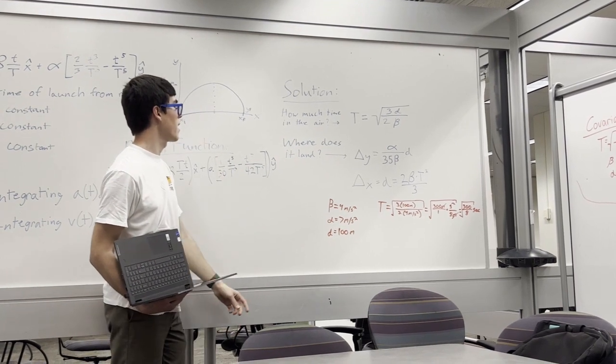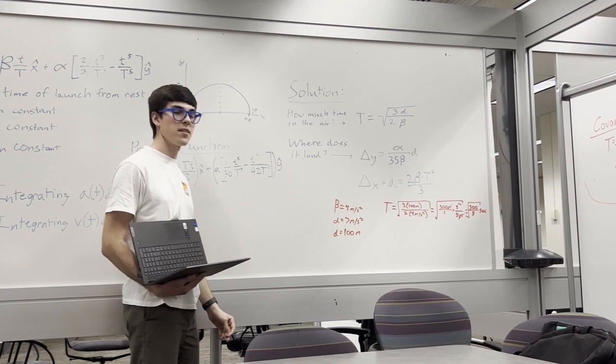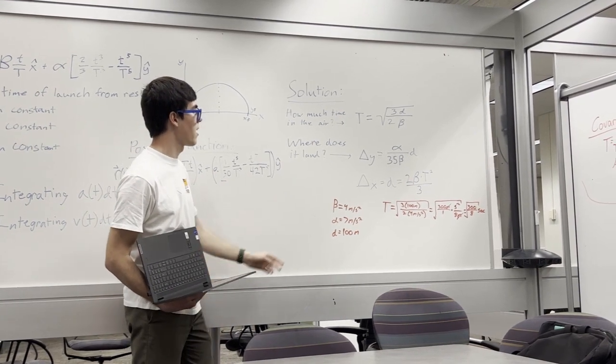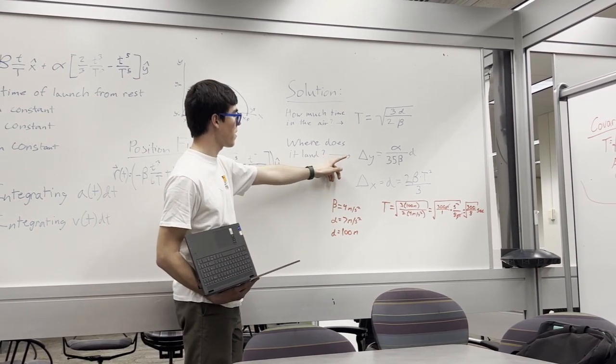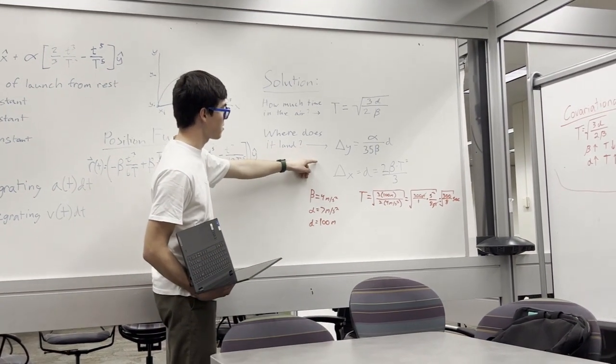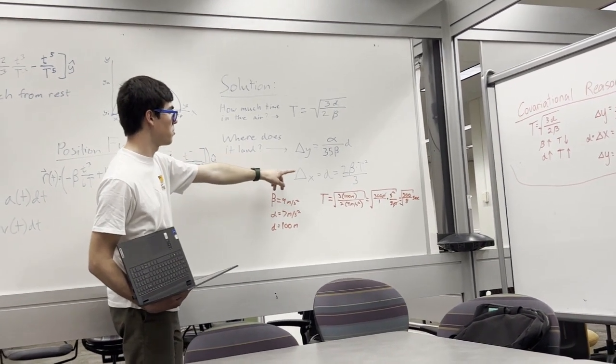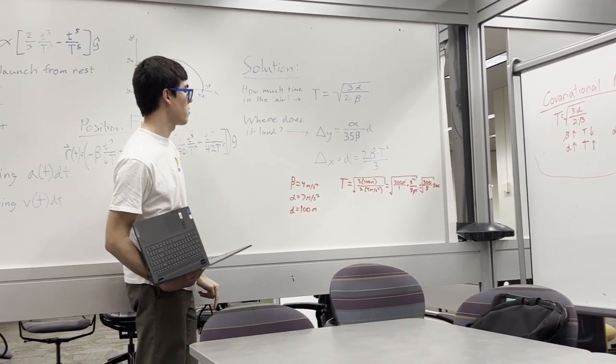Then we talk about where it lands. We need to know our delta y and delta x. For our delta y, we got alpha over 35 beta multiplied by the distance, and for our delta x, we have that equal to the distance, which is equal to 2 beta times T squared over 3.